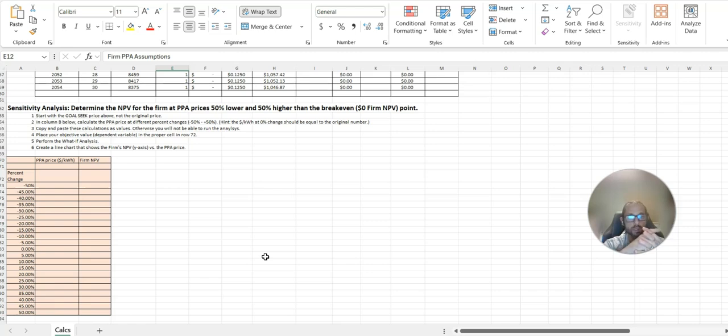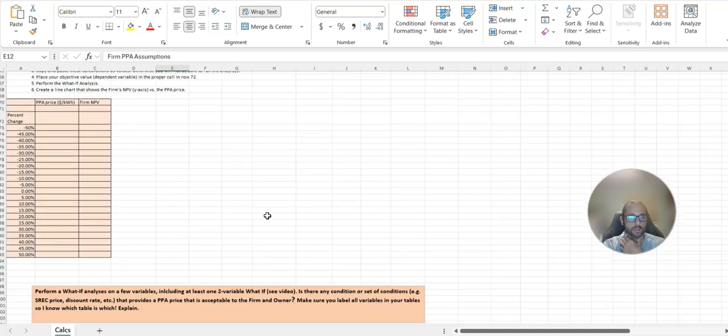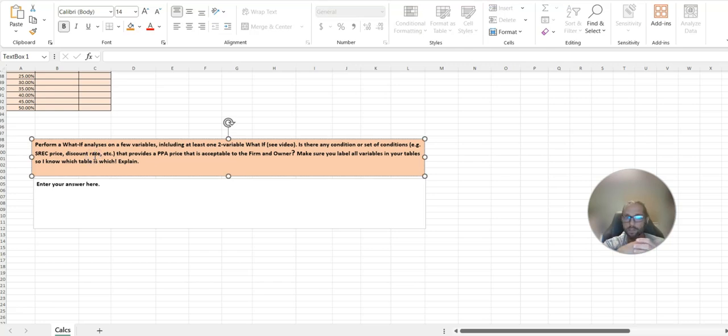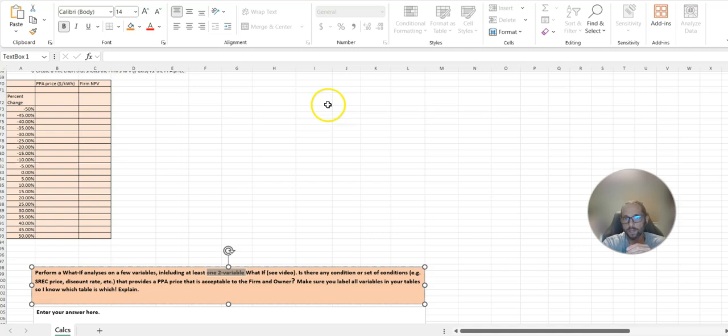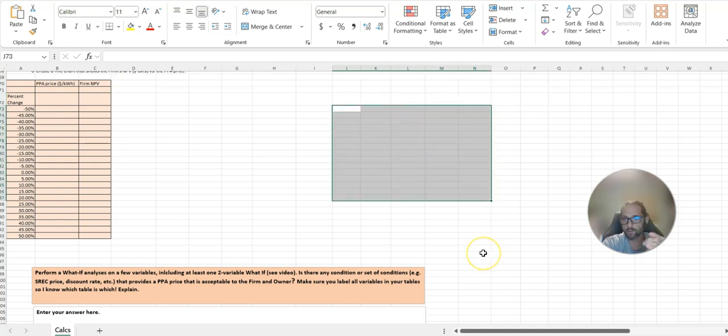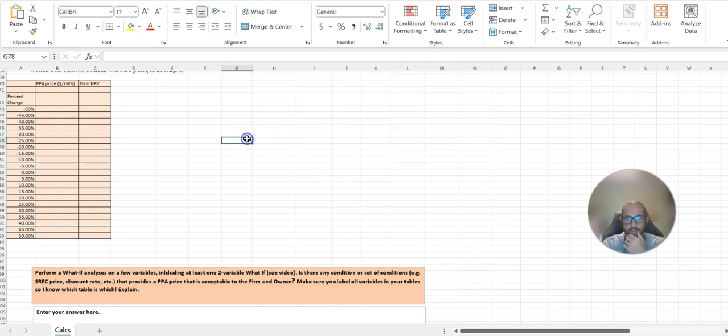This is a review, so I'm not going to go over that. And then I want you to do your own what-if analysis on just a couple of variables, do 1 or 2 scenarios, just something you think might be interesting. And you need to do at least one 2-variable what-if analysis. In other words, the what-if analysis where you have the column and you have the row, and then you end up with a matrix of values. So do at least one of those. I would say do one of each would be fine: a single variable and then a double variable.